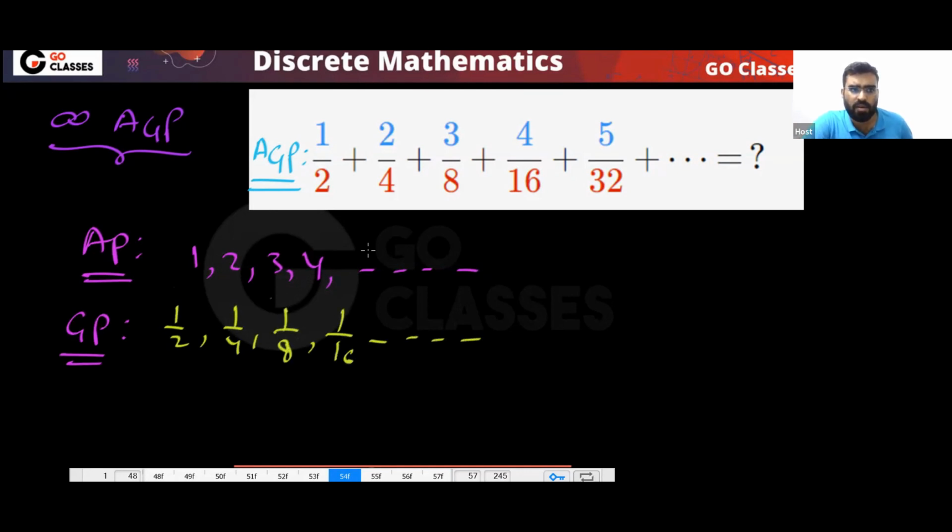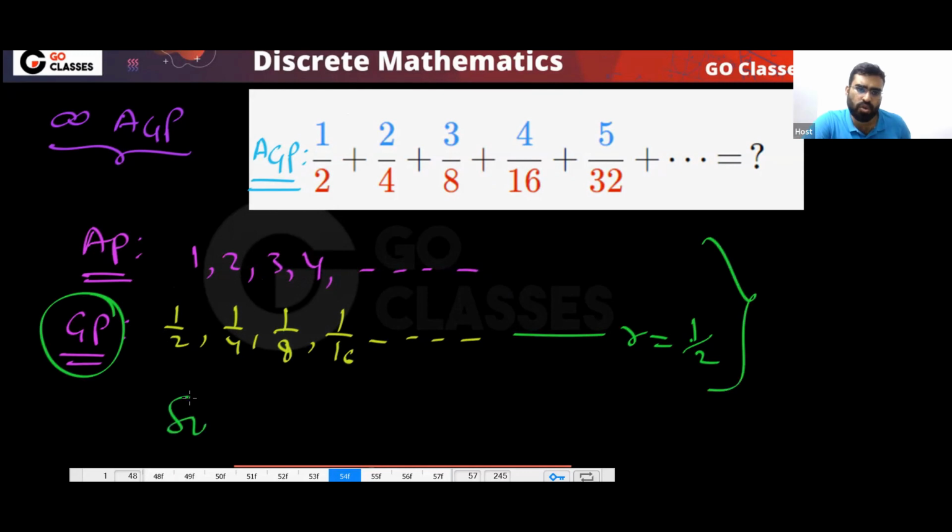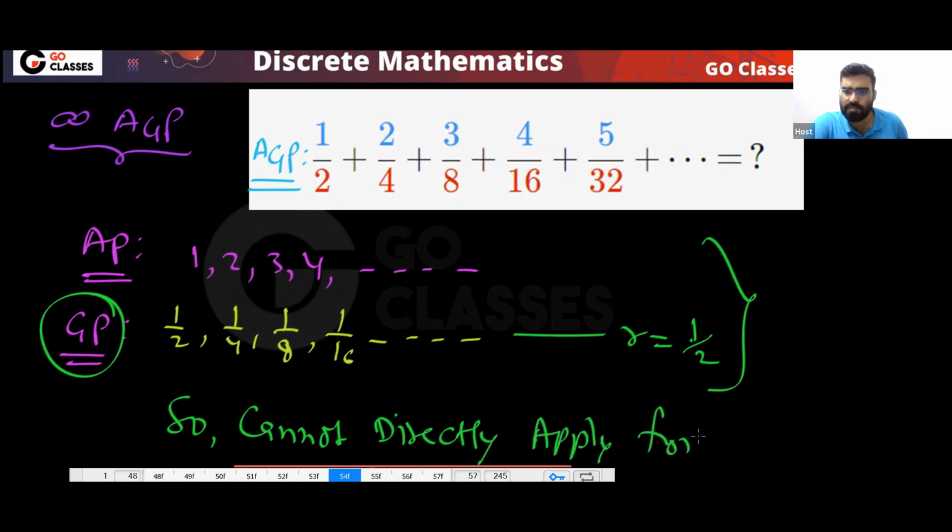Can anyone tell me what is R? R is equal to 1 by 2. Is this GP starting from 1? No. So can you directly apply the formula? No. So you cannot directly apply the formula. So don't directly apply the formula.